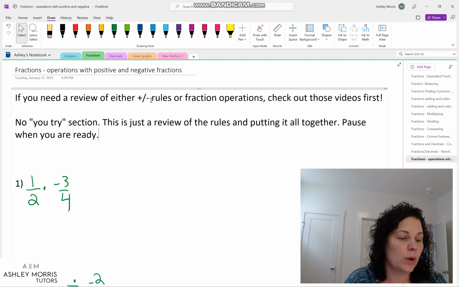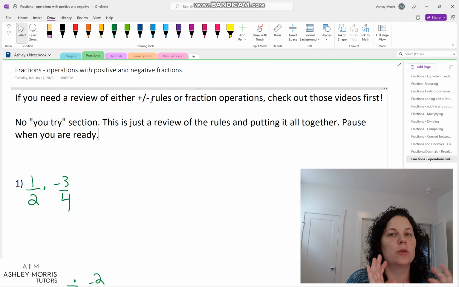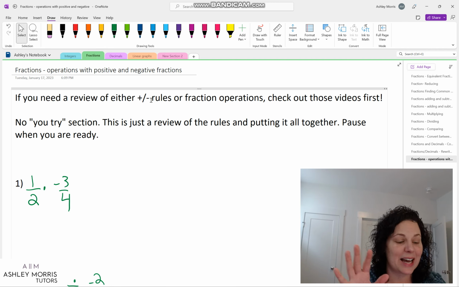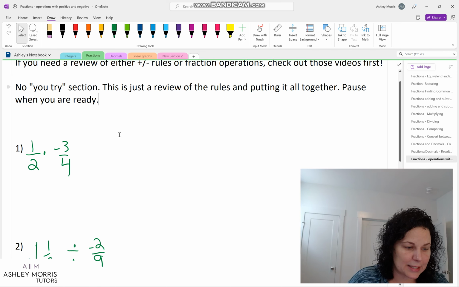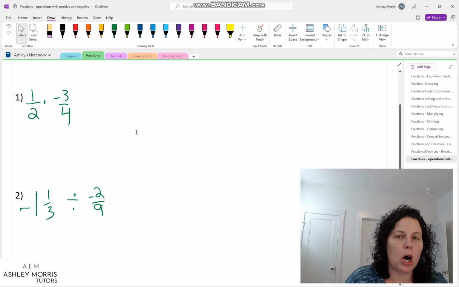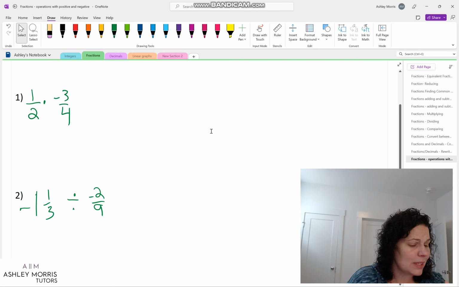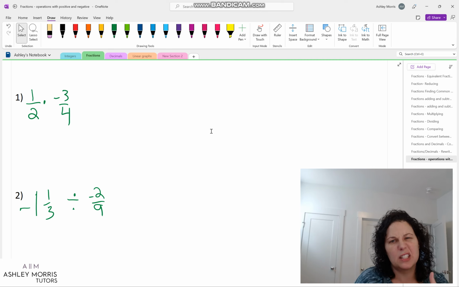And in this video, we are going to review all of our fraction rules and our positive and negative rules. If you just want positive and negative rules, please go check out those videos first. And if you want just fraction operations with no positives and negatives, please go check out those videos. This is kind of a try it and put it all together. I'm not going to be teaching everything from scratch in this video. So with that said, when you feel good, pause and try these on your own. In fact, I highly encourage you to do that as we go, since this is kind of a review and putting things together, but I'm also going to talk through every step.